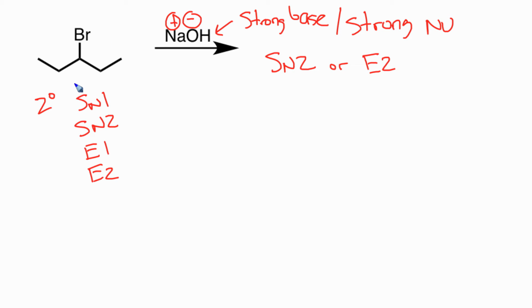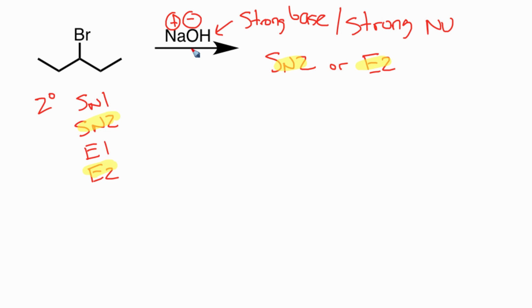So what you want to do is look at what you have and try to come up with a match. And our match here, we have SN2, E2. This reaction can do both. So let's draw both products.